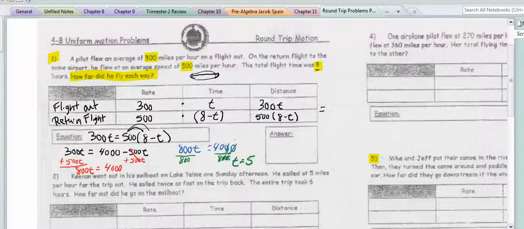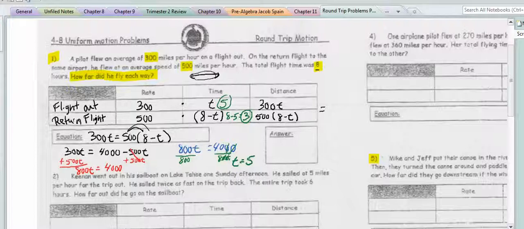Alright, what did I just find out? I found out it took him 5 hours to fly out. 8 minus 5 is 3 hours to return, and that should add up to 8 hours, which it does.